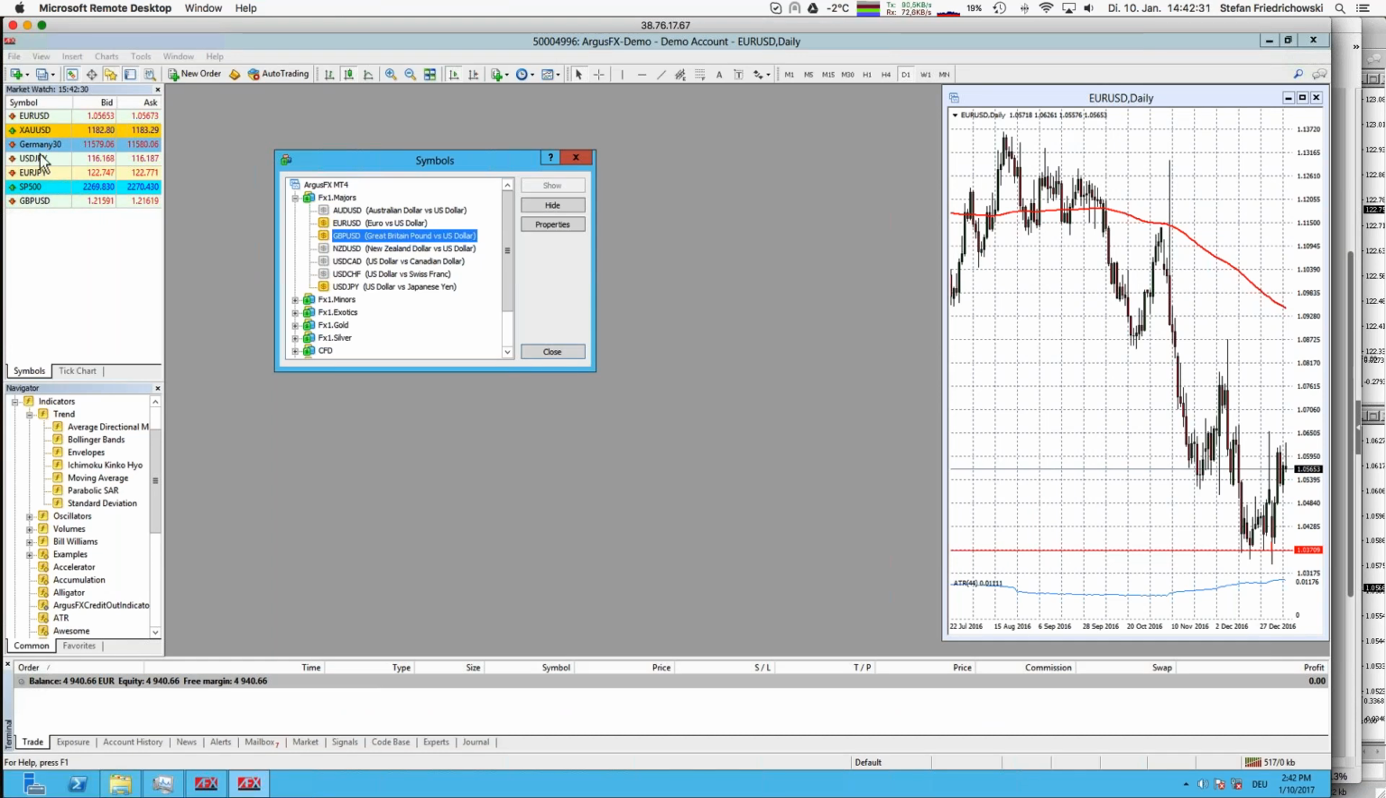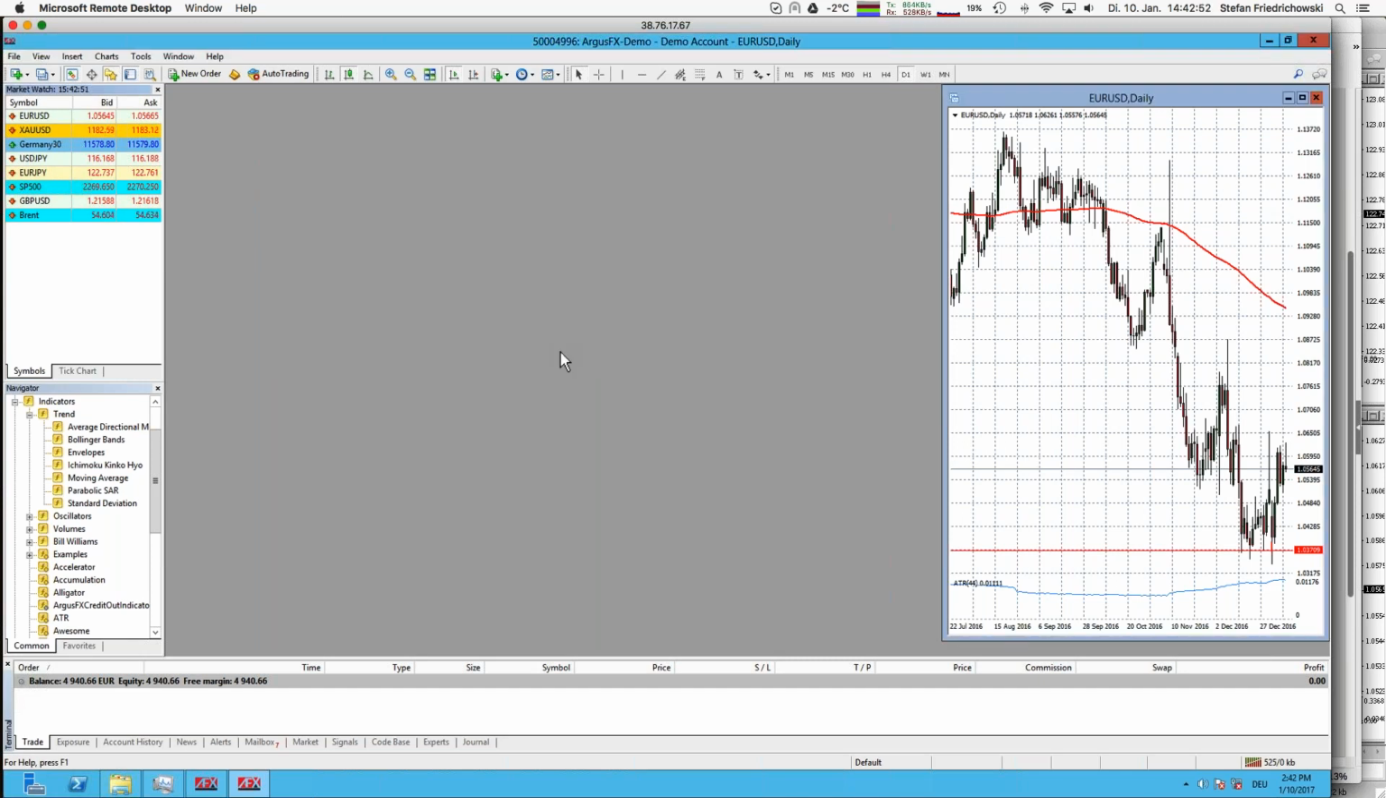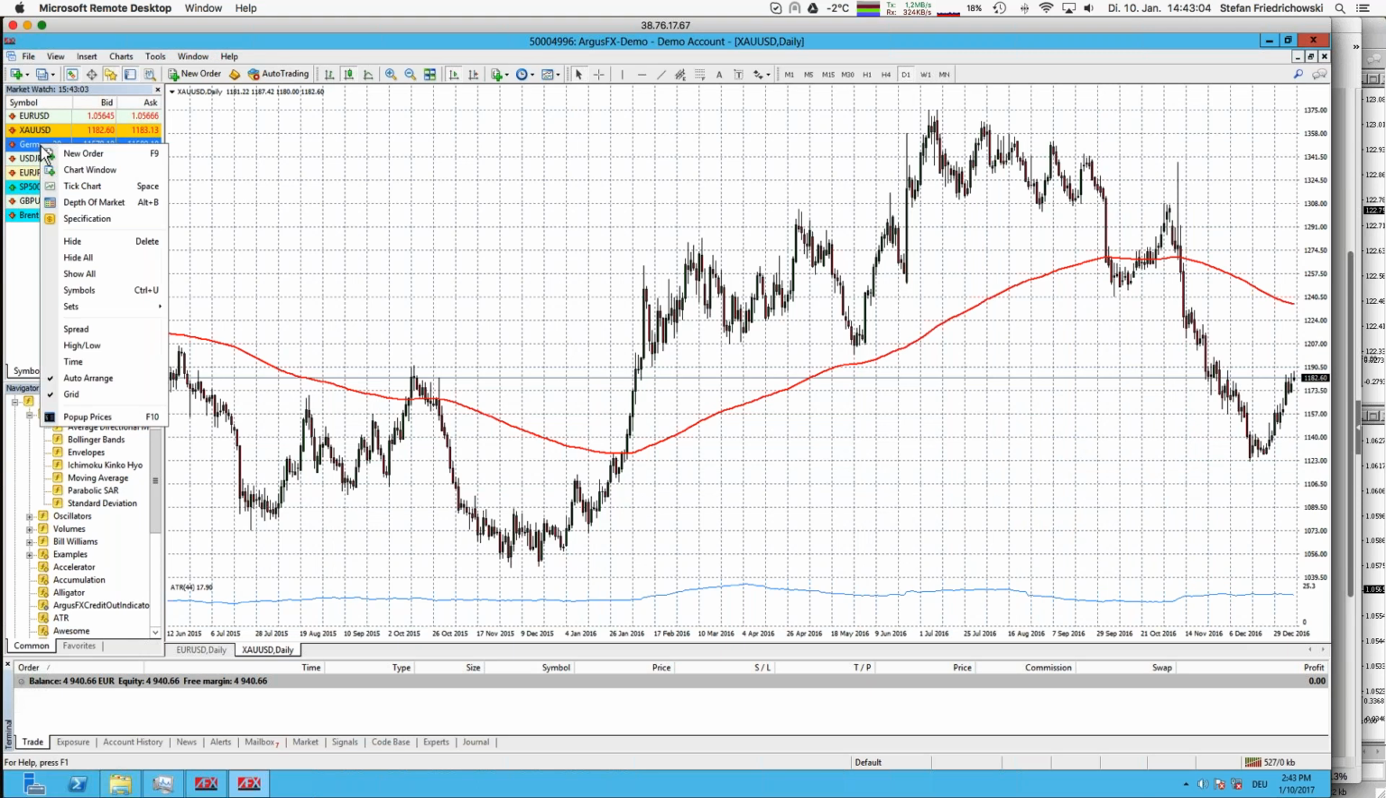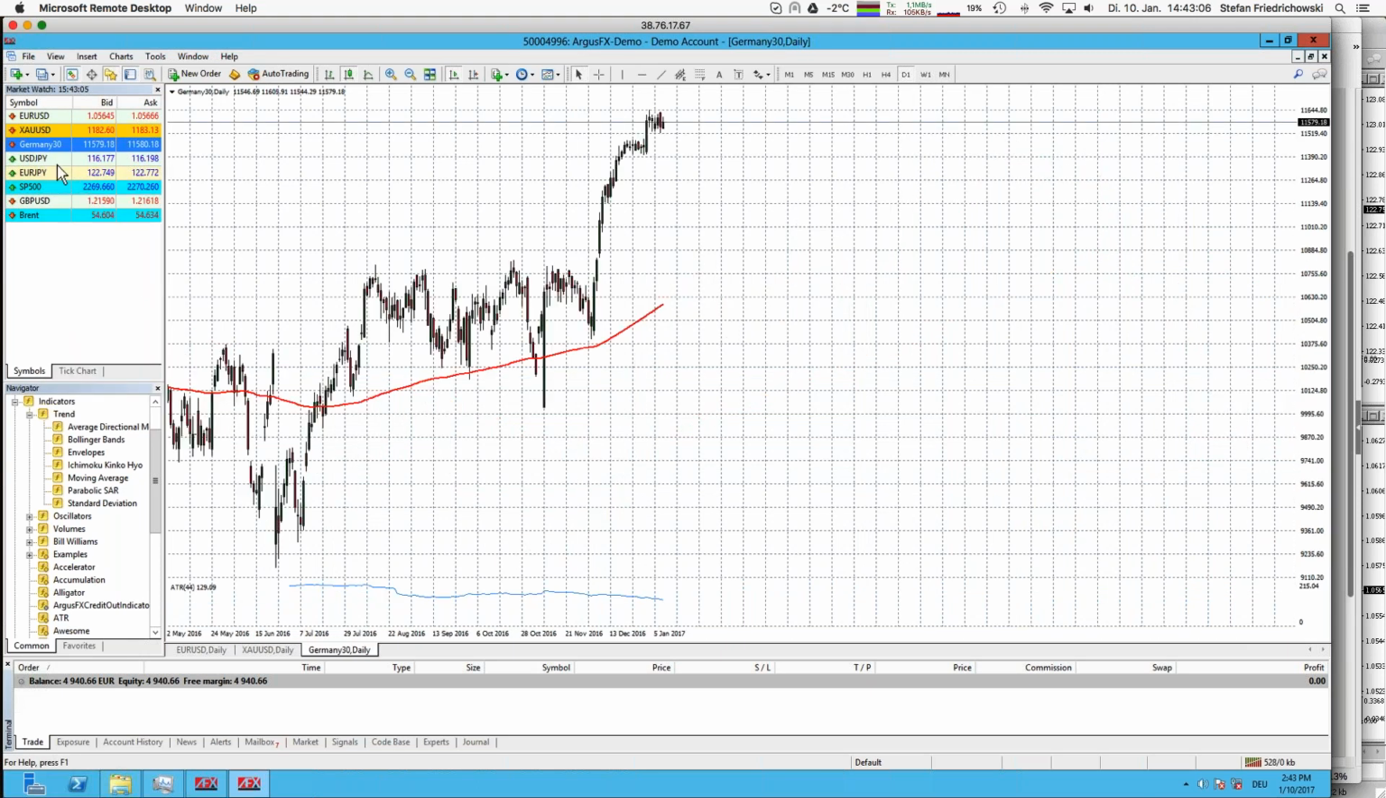Then we have already gold, we have already Germany 30, which is DAX, and we have the S&P 500. So what is missing up to now is oil, and for oil we want to trade Brent, and now we have 8 different underlyings. Good. So now one chart is already open, that is a Euro US dollar chart. Let me quickly open a chart for each of the others as well, so it goes quite fast.